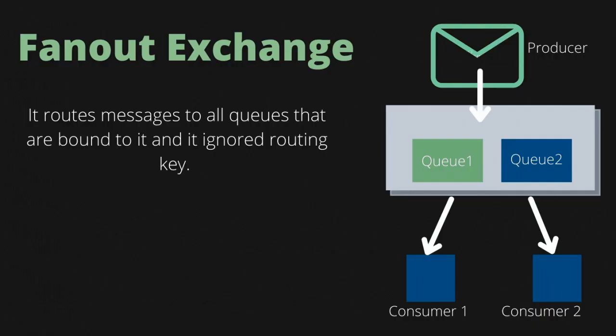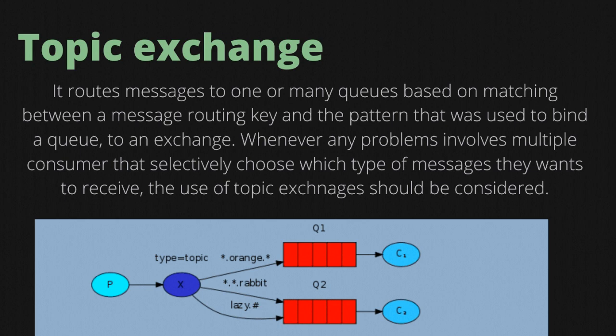Fanout exchange. It routes messages to all queues that are bound to it, and it ignores the routing key. Topic exchange. It routes messages to one or many queues, based on matching between a message routing key and the pattern that was used to bind a queue to an exchange. Whenever a problem involves multiple consumers that selectively choose which type of messages they want to receive, the use of a topic exchange should be considered.